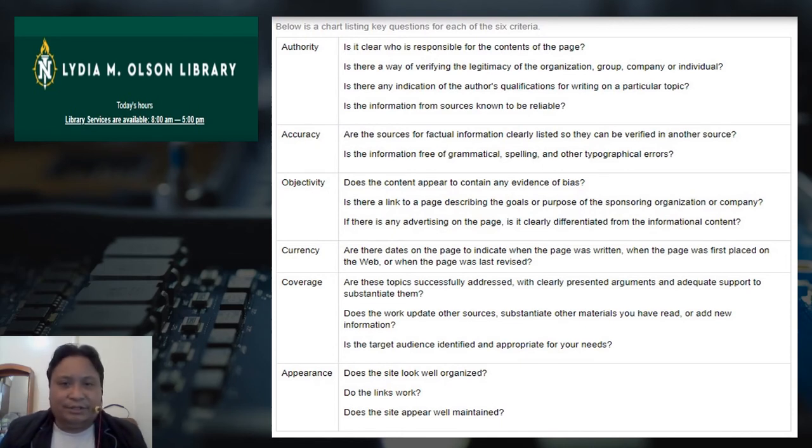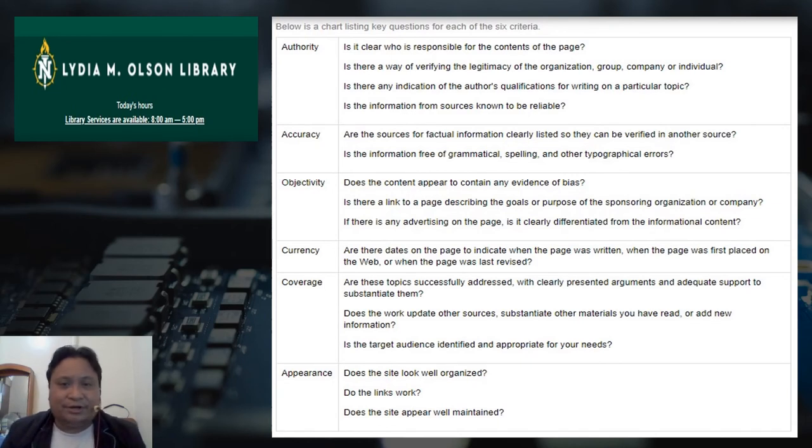Next one is accuracy. Are the sources for factual information clearly listed so they can be verified in another source? Is the information free of grammatical, spelling, and other typographical errors? The third one is objectivity. Does the content appear to contain any evidence of bias? Is there a link to a page describing the goals or purpose of the sponsoring organization or company? If there is any advertising on the page, is it clearly differentiated from the informational content?